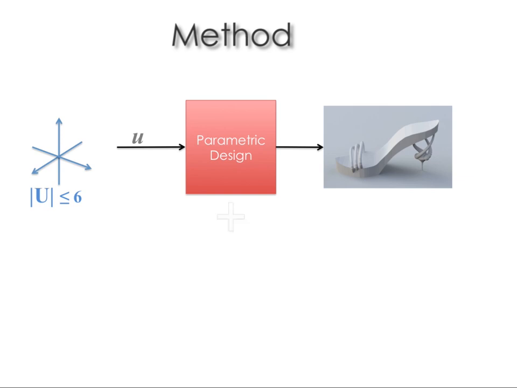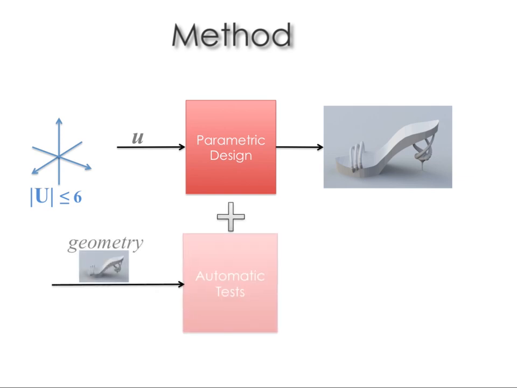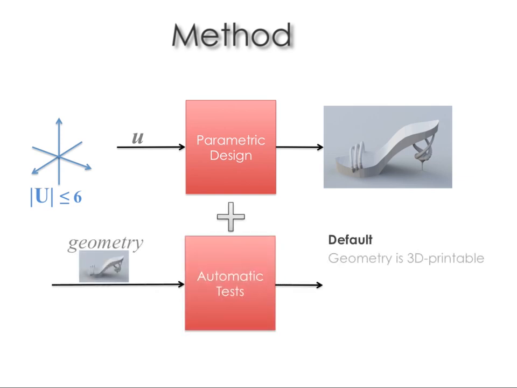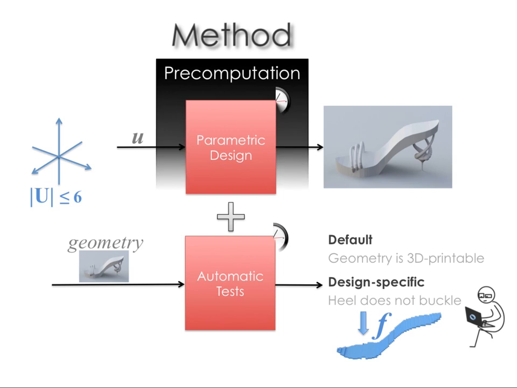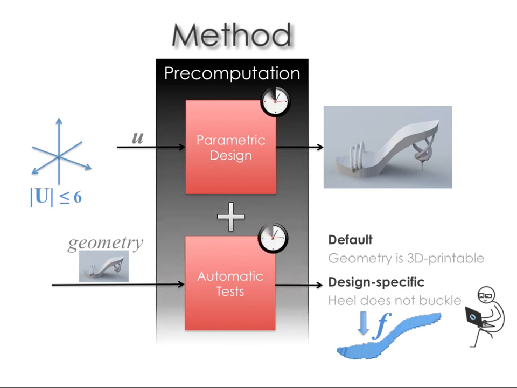To ensure validity, each design is annotated with automatic tests, such as standard printability checks or design-specific tests configured by a professional. For a creative shoe design, a physical simulation to ensure that the heel does not buckle may be appropriate. The central idea of our work is offloading costly geometry generation and testing into an offline stage.